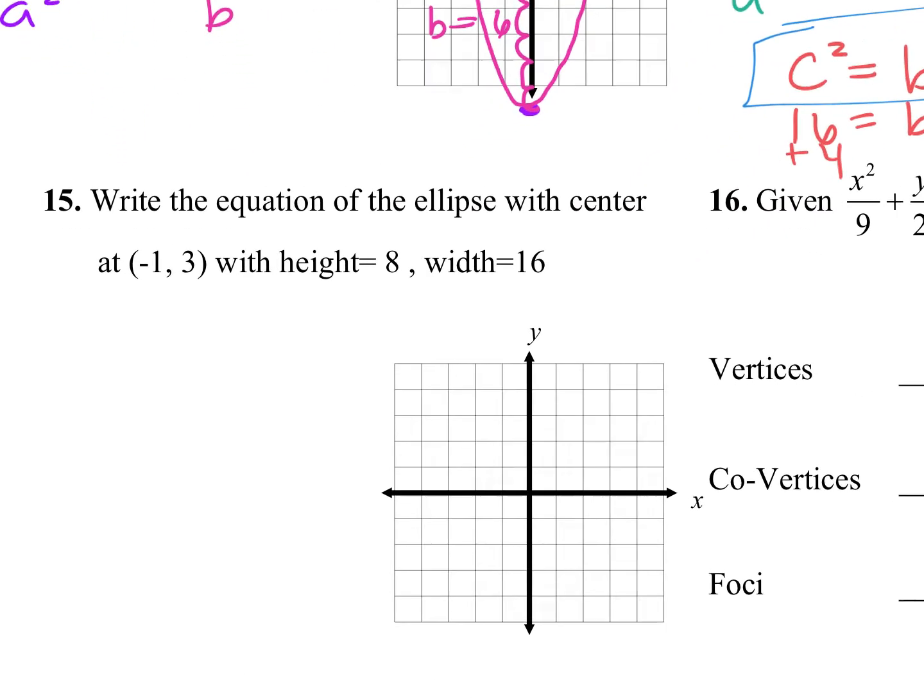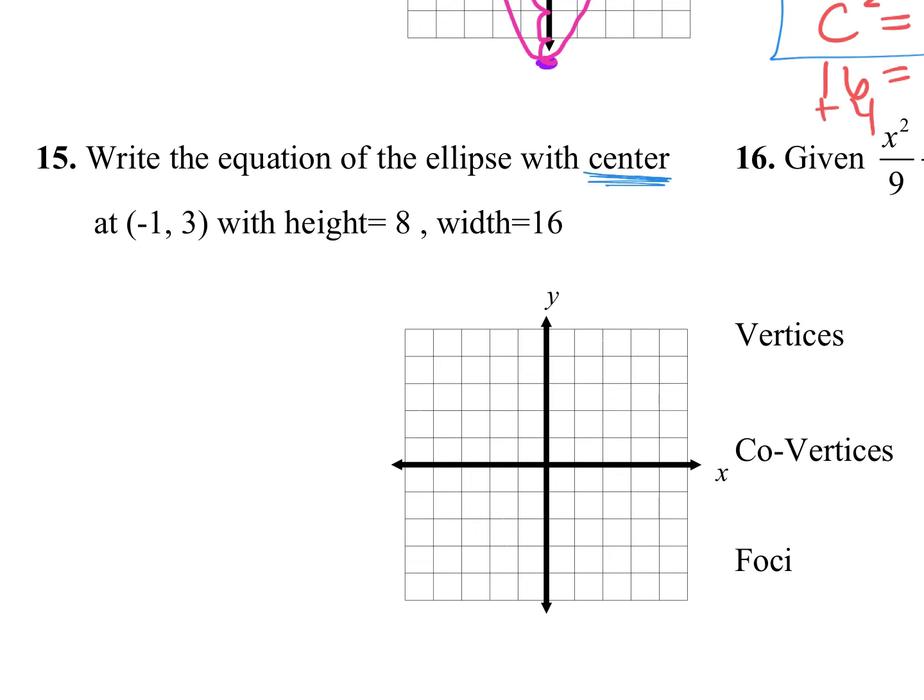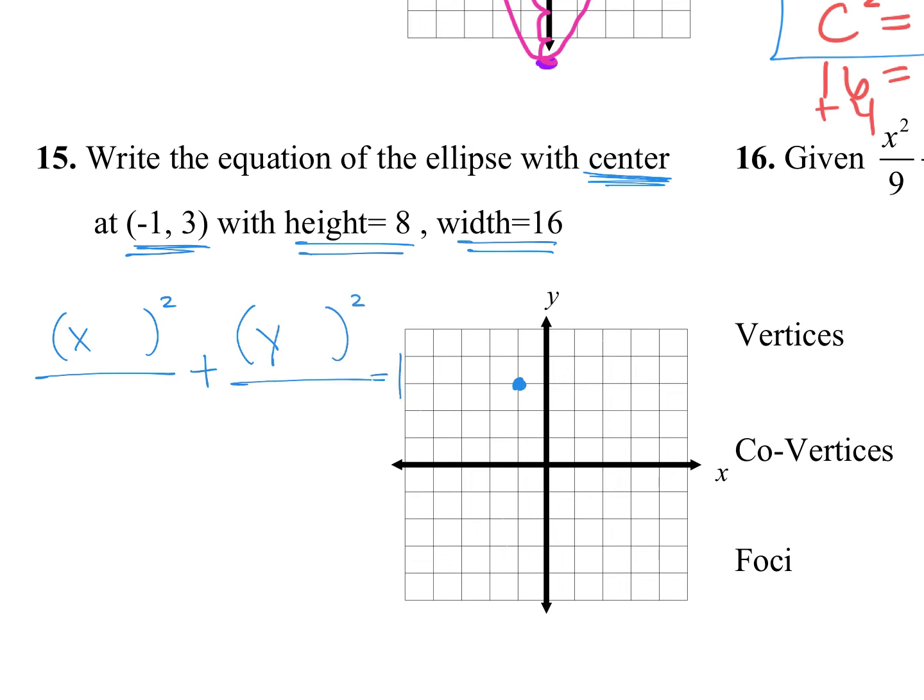Number 15, it's an ellipse. Now the center has moved, right? So this is your new center. So -1, 1, 2, 3. Again, you don't have to graph it. It has a height of 8 and a width of 16. So we know it's going to be x something squared plus y something squared equals 1, right? Because our center has moved, then we've got to add that in up top. See if you can figure out what that should be. Height of 8, width of 16.